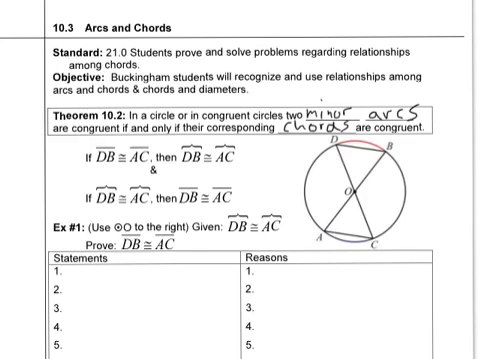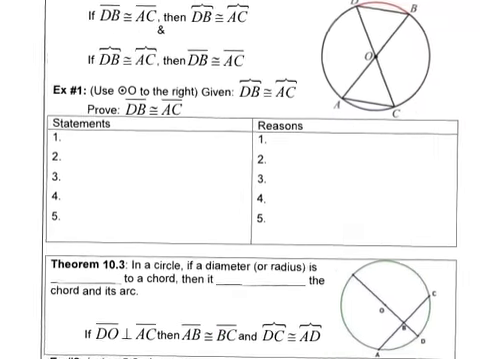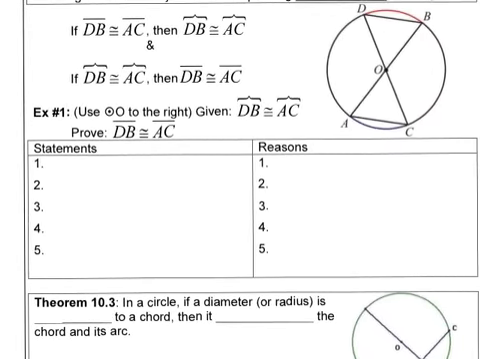So let's prove this. We're going to actually prove this theorem right now. Let's give myself some maximum space here. It says, use the circle O, this circle right here at the right, given that arc DB and arc AC are congruent. So we have this arc DB is congruent to this arc AC, and that is what we're going to start off with, arc DB is congruent to arc AC. And that is the given. And remember, we're trying to prove that these actual chords are congruent.